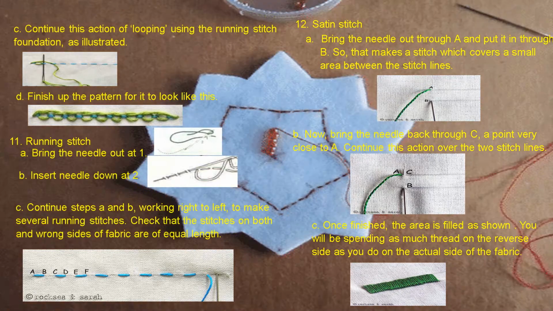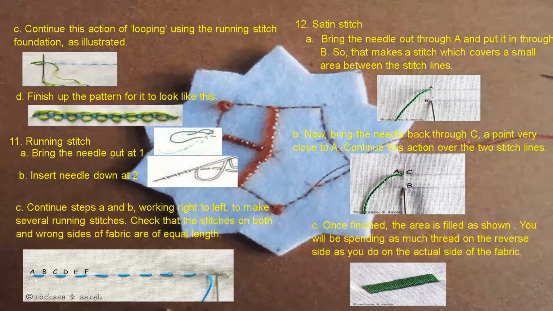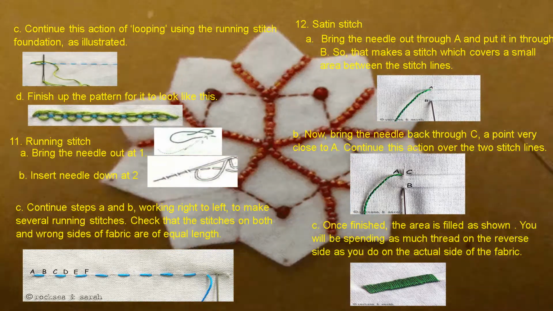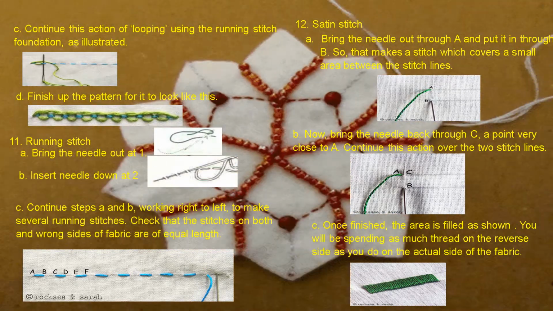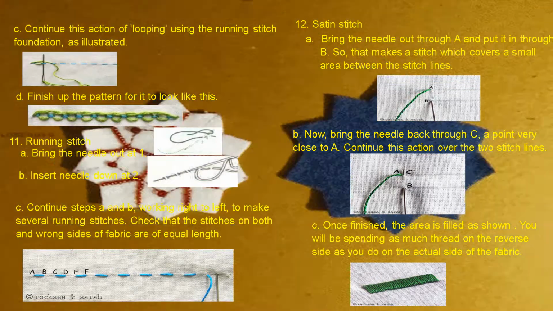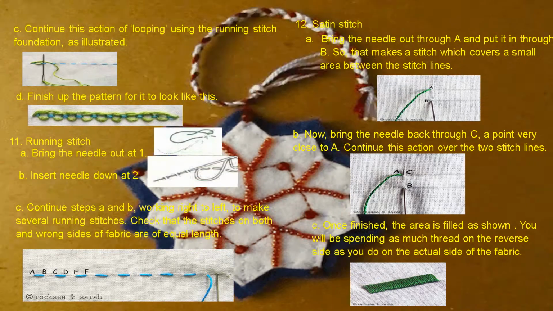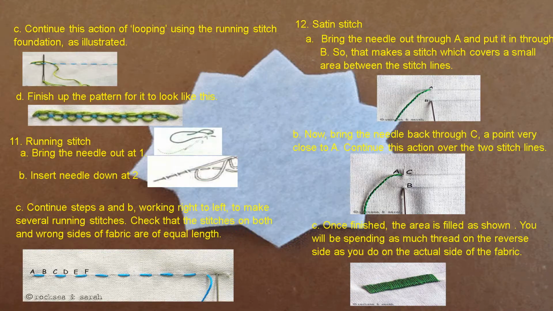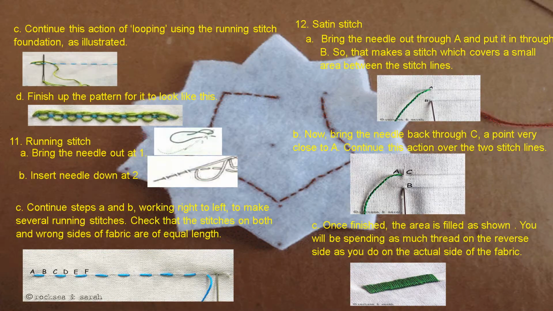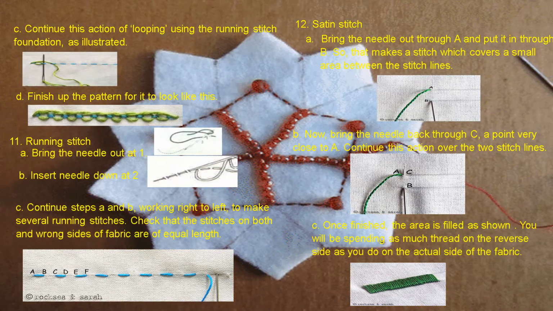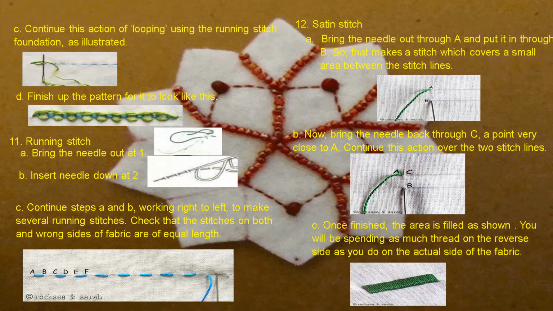Let's proceed to running stitch in number 11. The first thing to do, bring the needle out at 1. Then insert the needle down at 2. Continue steps A and B working right to left to make several running stitches. Check that the stitches on both the right and wrong sides of the fabric are of equal length, as you can see in the picture below in letter C.